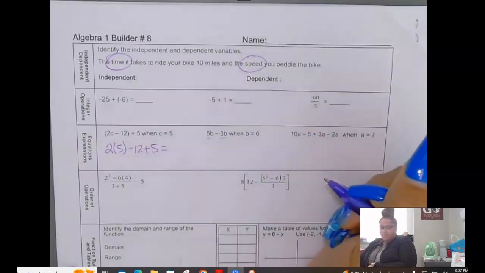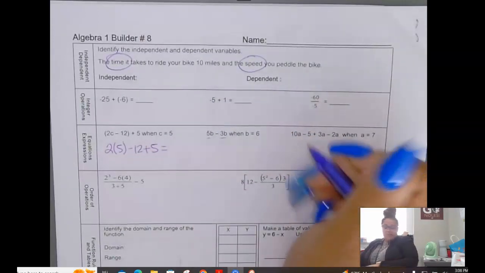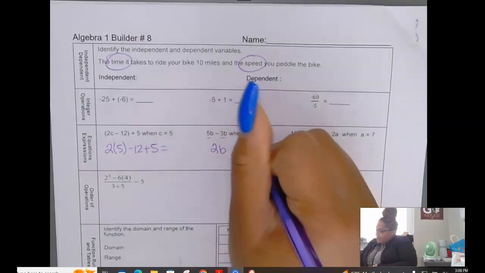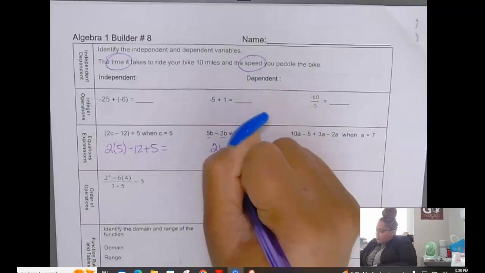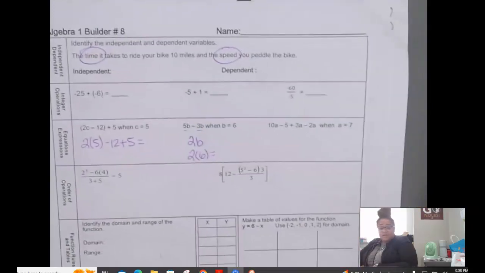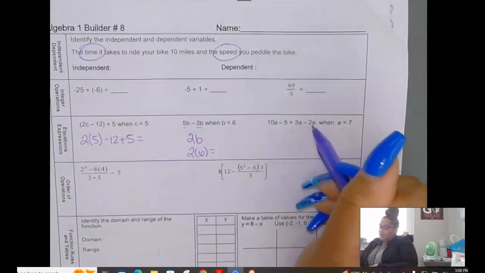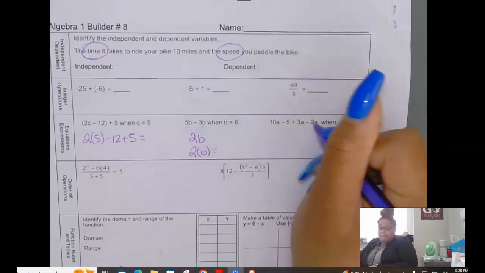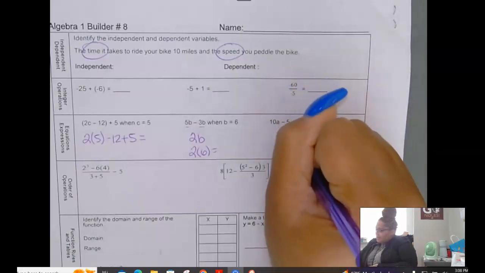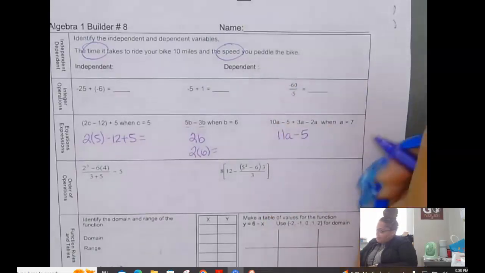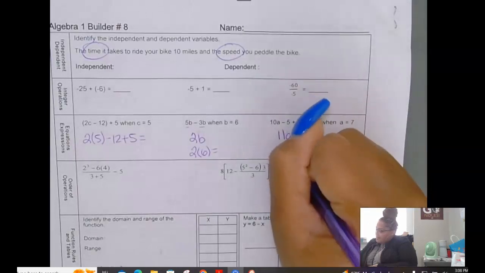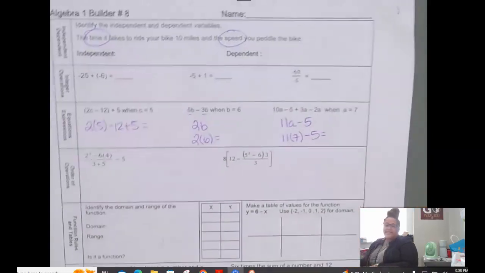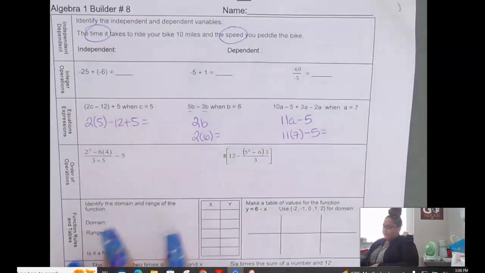Here I can combine like terms. 5b minus 3b. 5 minus 3 is just 2b. And then I need to multiply 2 by 6. So 2 times 6 equals, that should be easy. Here I'm combining more like terms. 10a plus 3a is 13a minus 2 is 11a minus 5. And then plug in 7. 11 times 7 minus 5. And then you'll find out what that one is.